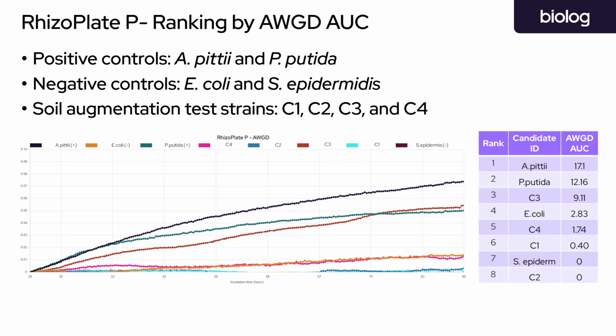These phosphate-solubilizing strains are clearly separated from the negative controls like S. epidermidis and E. coli. However, this is only part of the story. With the full data in hand, we can now see that one strain, C3, predicted to exhibit both nitrogen fixation and phosphate solubilization, performed exceptionally well in both assays, and would therefore be a strong candidate for a biostimulant product.